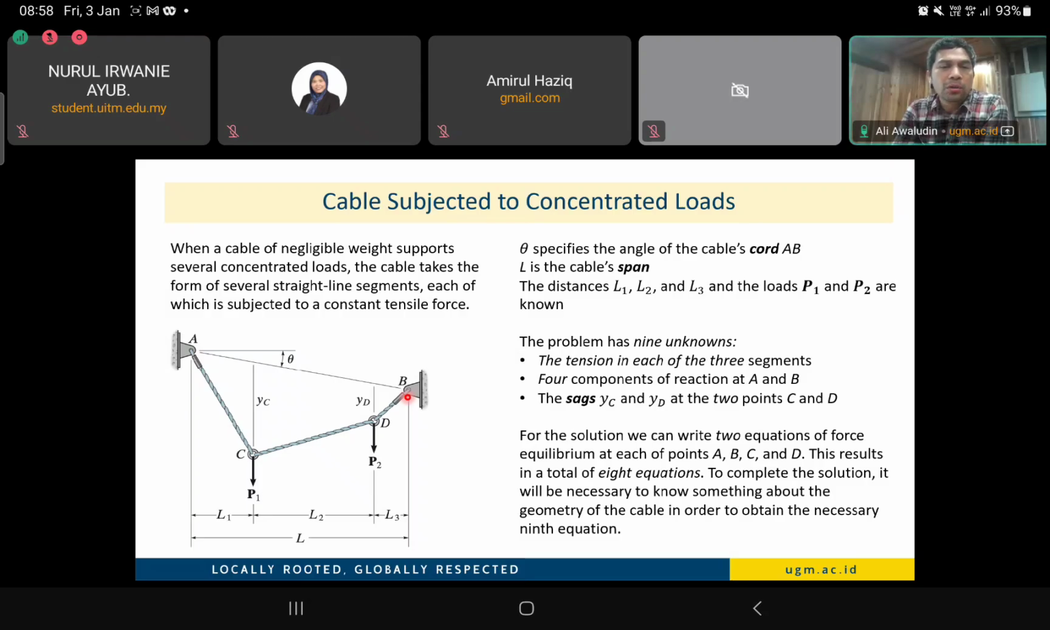But later on, we can also try to solve the last one by seeing the geometry of this configuration of the cable system. Later on, we can have some example, which is very easy at the end.